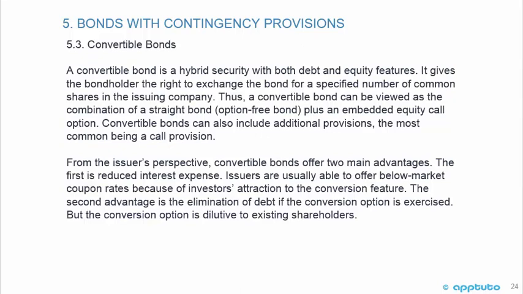From the issuer's perspective, convertible bonds offer two main advantages. The first is reduced interest expense. Issuers are usually able to offer below market coupon rates because of investors' attraction to the conversion feature. The second advantage is the elimination of debt if the conversion option is exercised, but the conversion option is dilutive to existing shareholders. And we saw that back in the previous LOS with regards to convertible bonds and the impact on the earnings per share, you may recall.